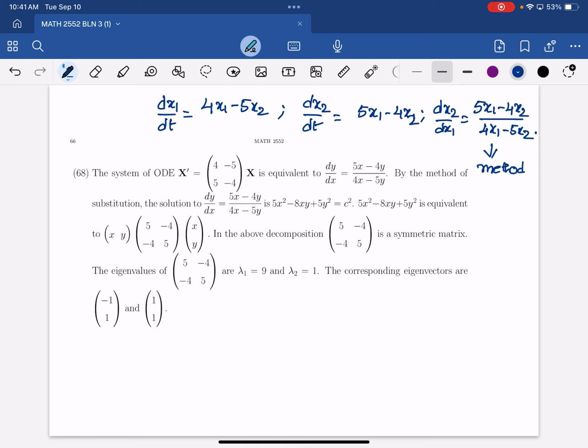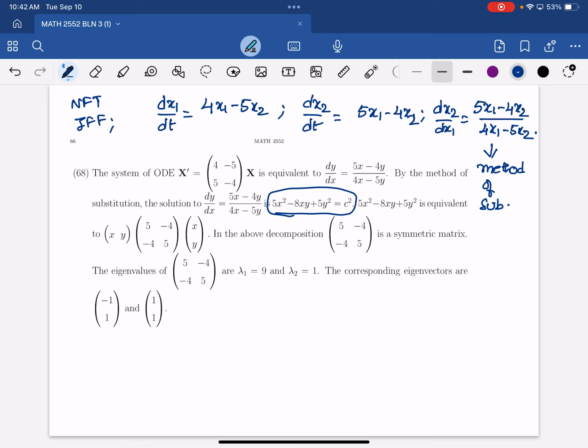Now I'm hand waving a lot of detail just for fun. This is again not for the test, just for fun, so that you don't get worried about it. I use method of substitution. I get my solution like this. This is my implicit solution. Is that clear? Are you with me on that?